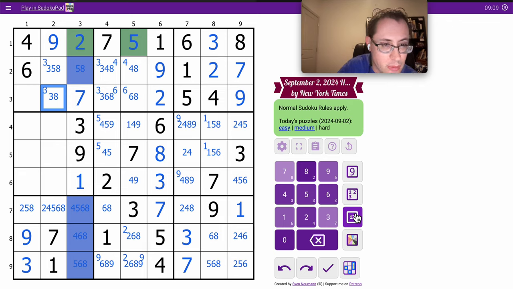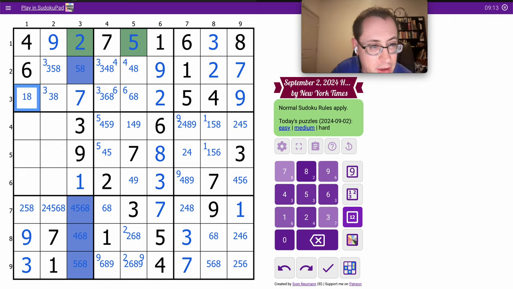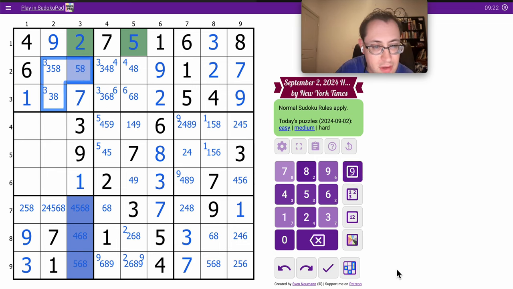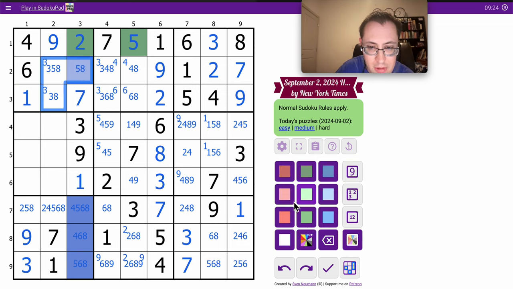I keep putting myself in the wrong mode. This can't be three or six, therefore must be one or eight. Okay, these aren't one and these aren't one, so one indeed is forced. And for the first time in this whole grid, I have a triple that I can't disambiguate.